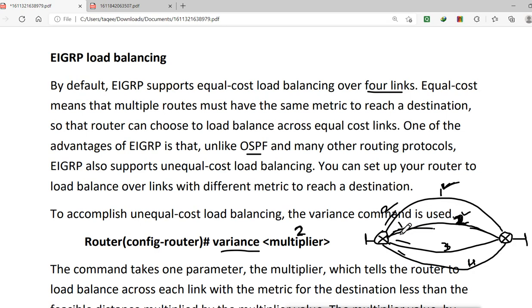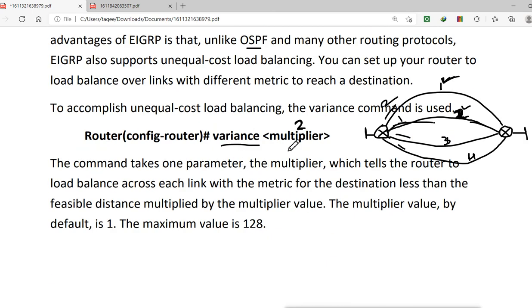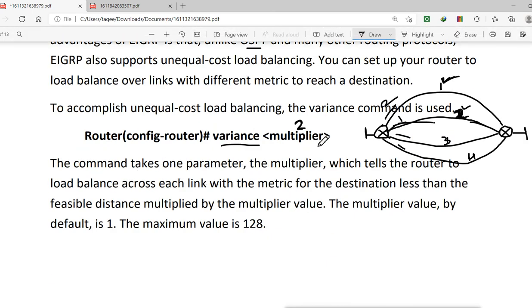So we can do that by using the variance command in EIGRP. It is not supported on other protocols like OSPF or RIP. RIP and OSPF can only do load balancing across equal paths, but EIGRP can do this. By default it is not enabled. By default the variance value is 1, so it always uses the single same path. But when you change this with this command, it will use the other paths also, not only those equal to the best path.